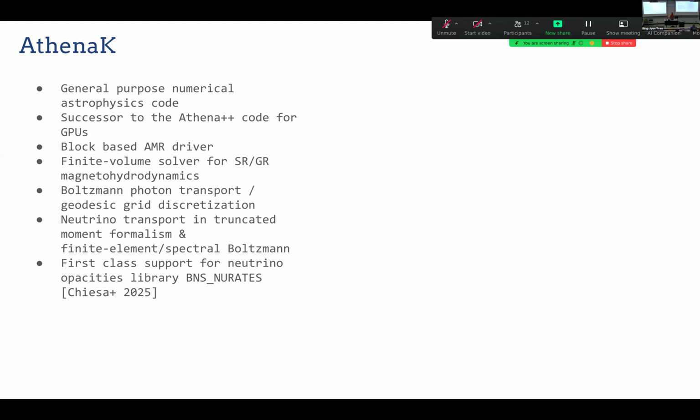It has support for a full Boltzmann photon transport scheme on geodesic grids. It has support for the equations of gravity, the Z4C formulation of the equations of gravity. And finally, we are building support for neutrino transport using the truncated moments formalism. Also, we have developed certain tools to do finite element and spectral type discretizations for full Boltzmann methods. Finally, we are in the process of providing first-class support for neutrino opacities using this library BNS New Rates.